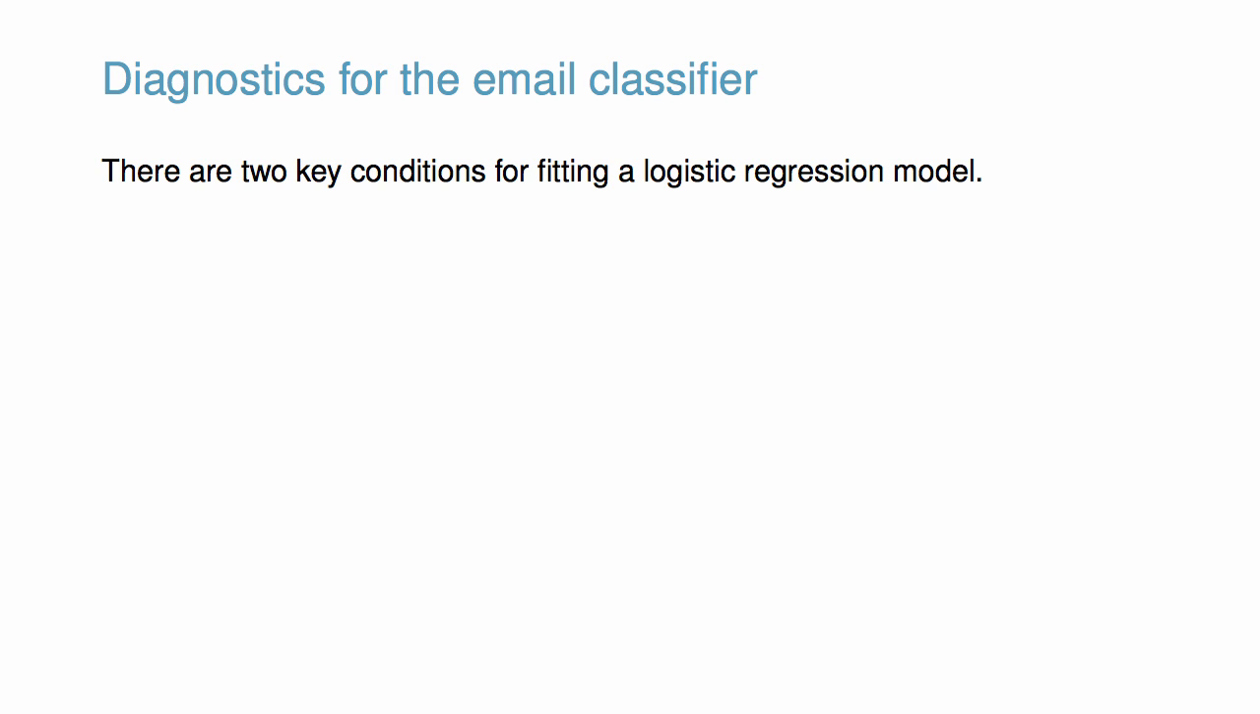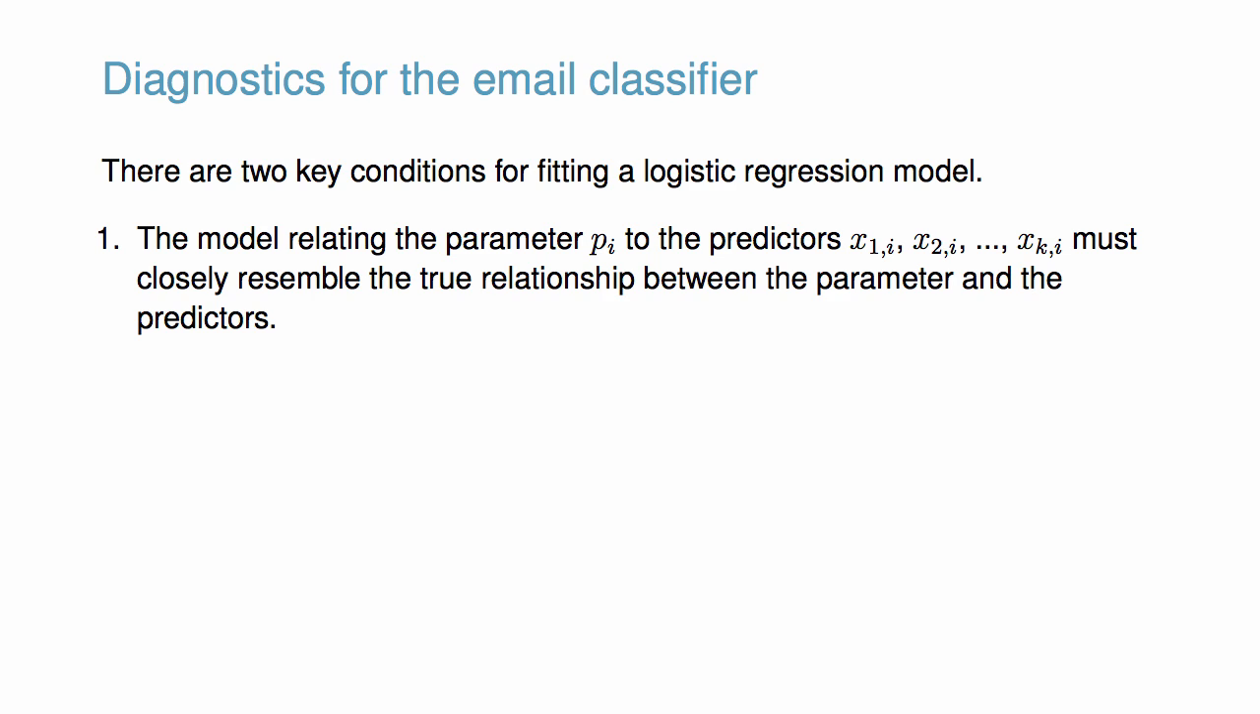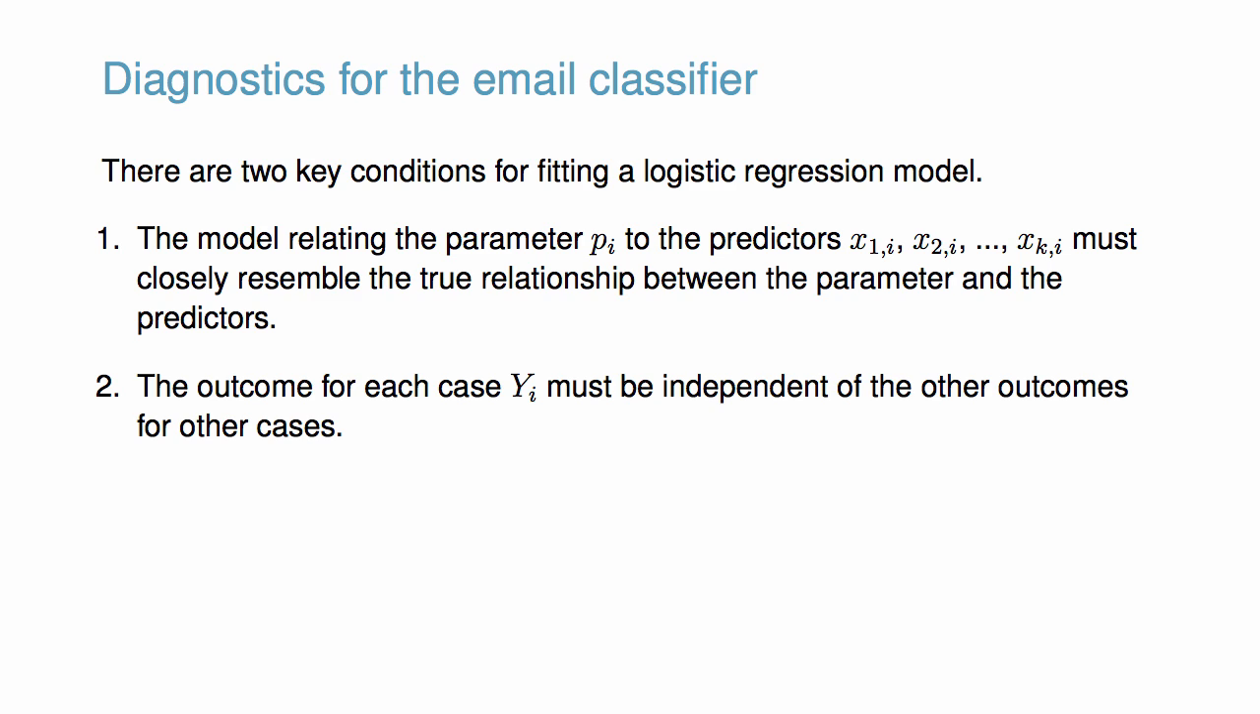There are two key conditions for fitting a logistic regression model. First, the model relating the parameters to the predictors must closely resemble the true relationship between the parameter and the predictors. Here, x_1i, x_2i, and so on represent the values of the predictors corresponding to the ith observation. And secondly, the outcome for each case must be independent of the outcome for other cases. In other words, it must be reasonable to model the emails as approximately independent from each other once we account for the influence of the predictors.